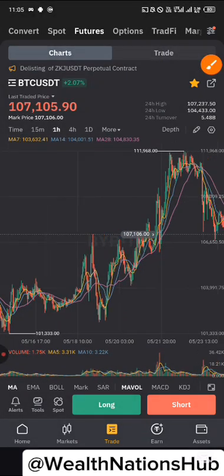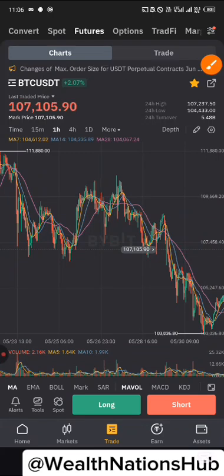So for today, this is where we are going to stop, and when we continue next time, we are going to expatiate more on how to identify this pattern technically for you to take a trade.